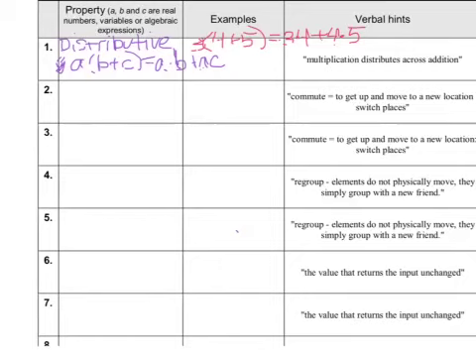The next verbal hint that we have is commute, to get up and move to a new location, to switch places. There are two commutative properties that we're going to talk about. The commutative property of addition and the commutative property of multiplication.